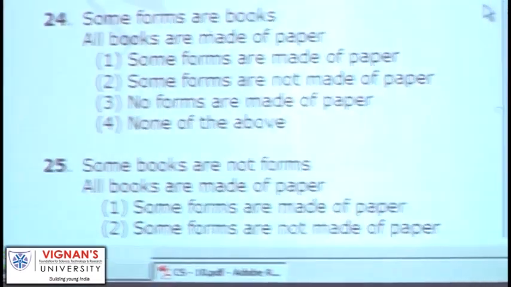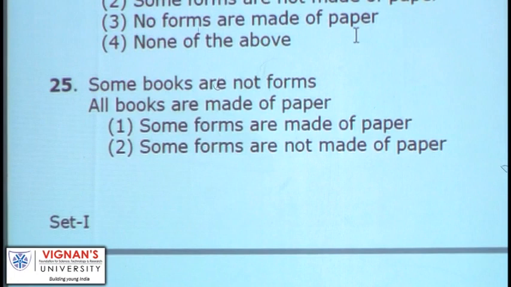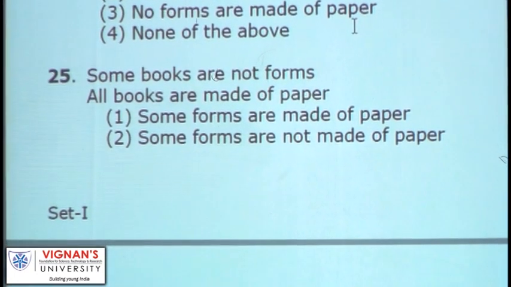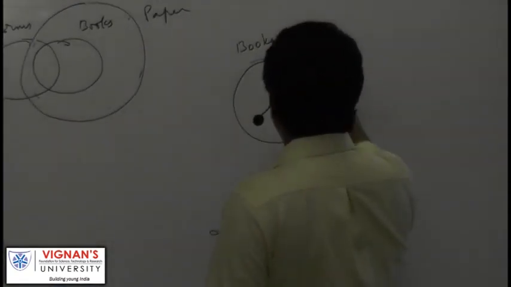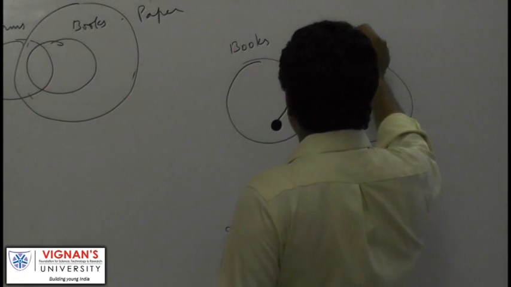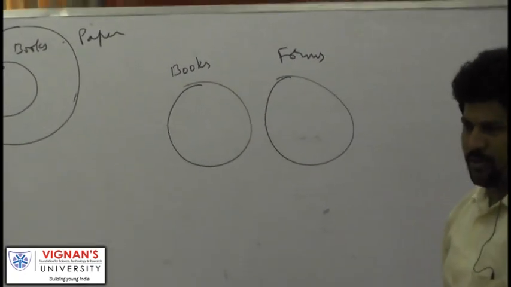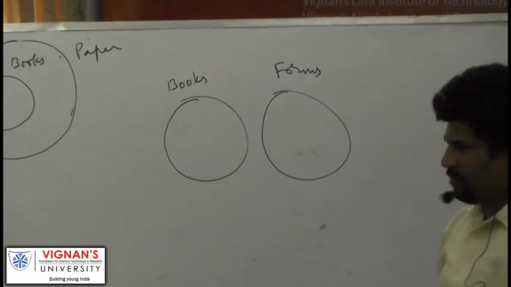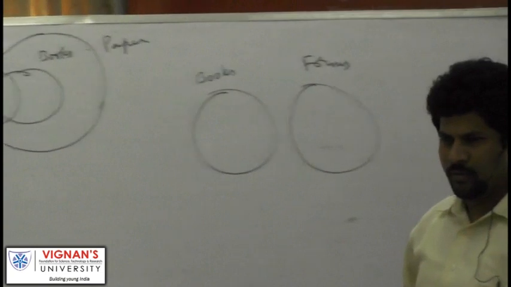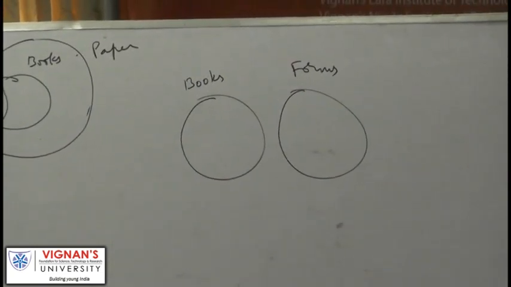Now 25. Some books are not forms. Some books are not forms. Look at this. Books are not forms. This is the basic diagram. Minimum overlapping. Is it not true? Is it not true?